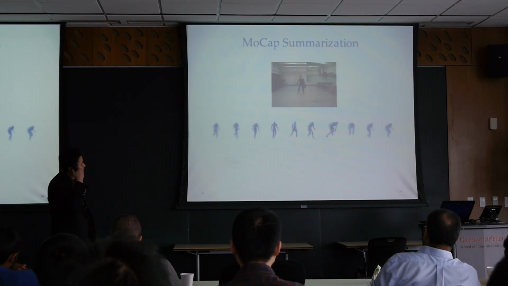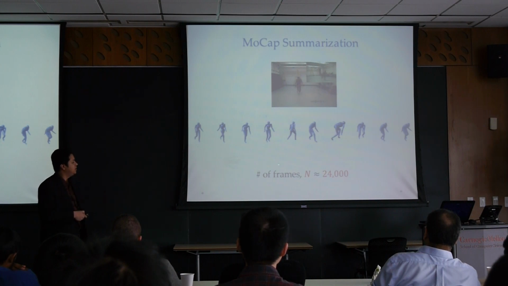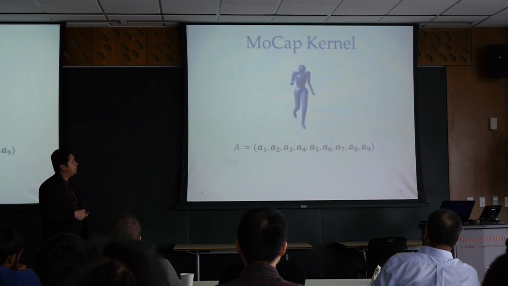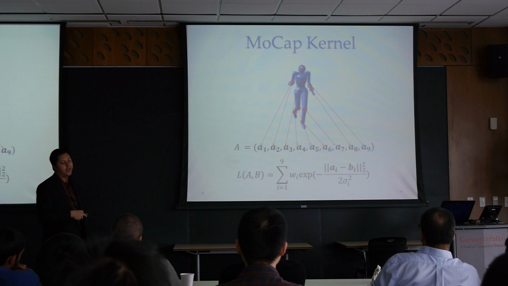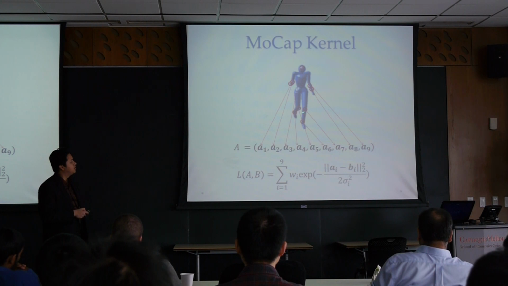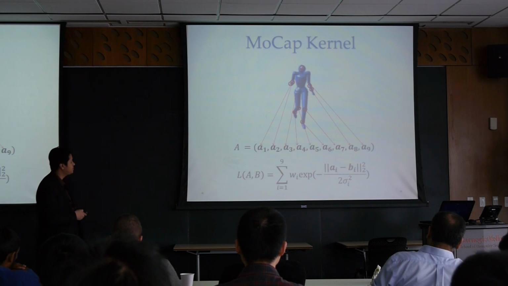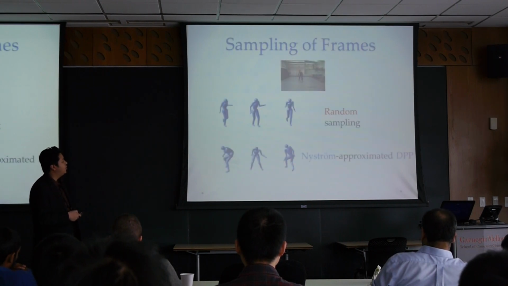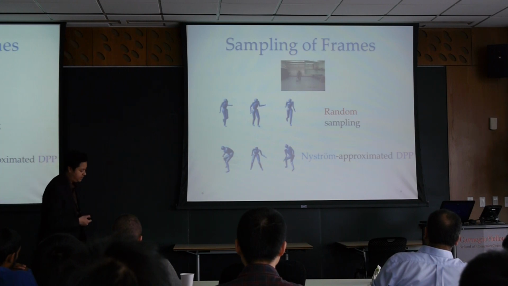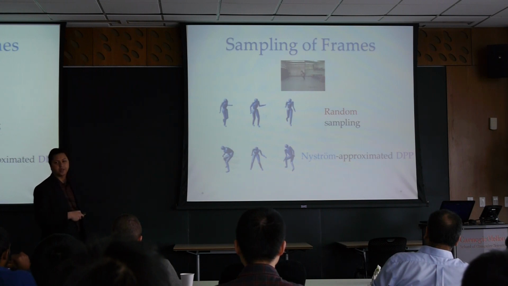And we apply it in our motion capture summarization. So we use an RBF kernel. In this case, we simplify the problem by just looking at a 9-dimensional space, where the 9 dimensions correspond to different sensors, different locations on the body. And we compare it with random sampling. The whole idea of the experiment is to see if we do a Nystrom approximate DPP, does it give us the same kind of diversity that we would expect?